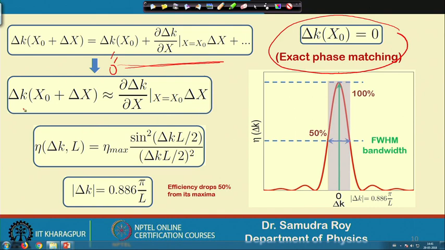Now, we know there is a bandwidth of the efficiency. So, I can figure out what my delta k is in this shaded region. If I calculate, we find that my delta k is this value. At this value, it is not equal to 0. Mind it, this delta k is not equal to 0, but it is 0.886 for the sinc function. This is the value where the efficiency drops 50% from its maxima.